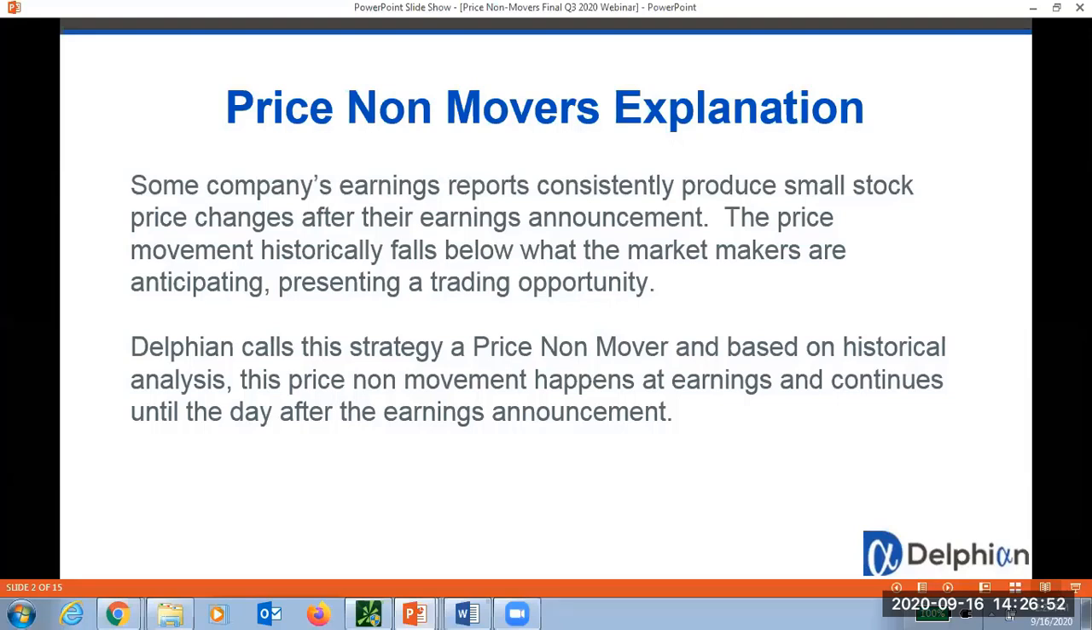So the price non-mover, as it says on the screen, is really about companies whose earnings reports consistently produce small stock price changes after the earnings announcement. You'll see historically that the movement of the stock price falls below, or well below, what the market makers are anticipating, and that's where you're going to find some of your trading opportunities. Typically, as I said before, the movement happens at earnings or the day after earnings, and you can see that throughout the chart that we're going to look at in a second.